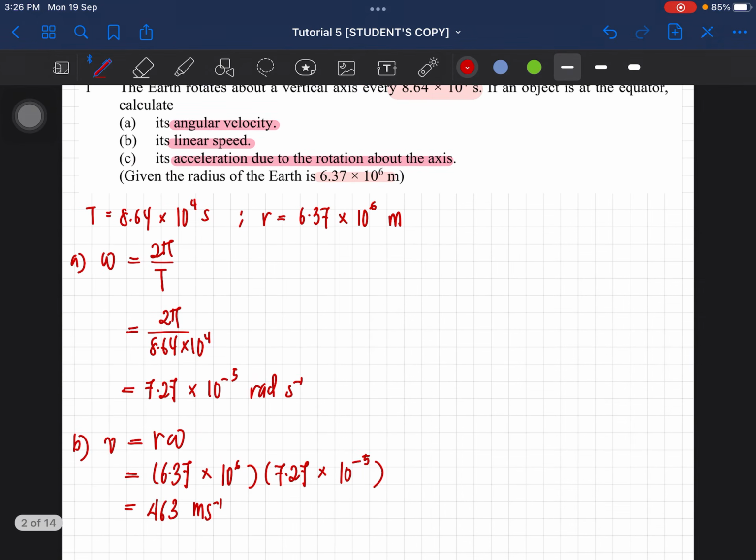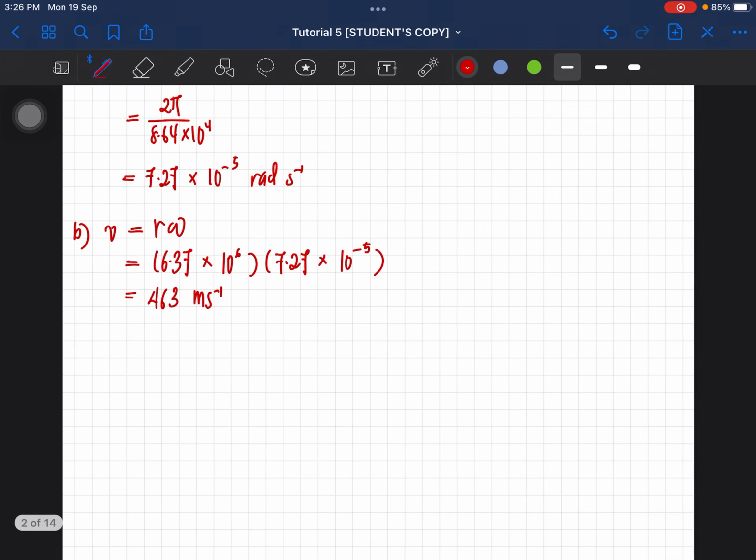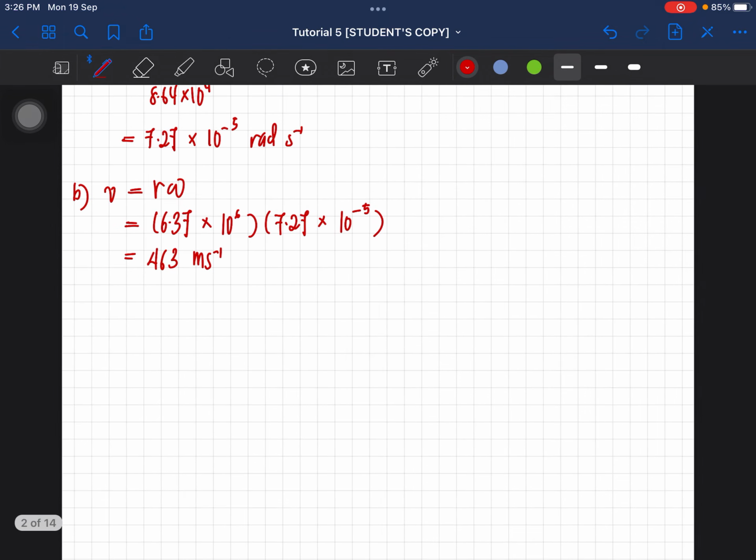Next, we have to calculate the acceleration due to the rotation about the axis. That is asking about the centripetal acceleration. So that is a_c equal to v squared over r. v is the one that we've calculated just now: 463 squared divided by 6.37 times 10 to the power of 6. So you will then get the centripetal acceleration to be equal to 0.0337 meter per second squared.